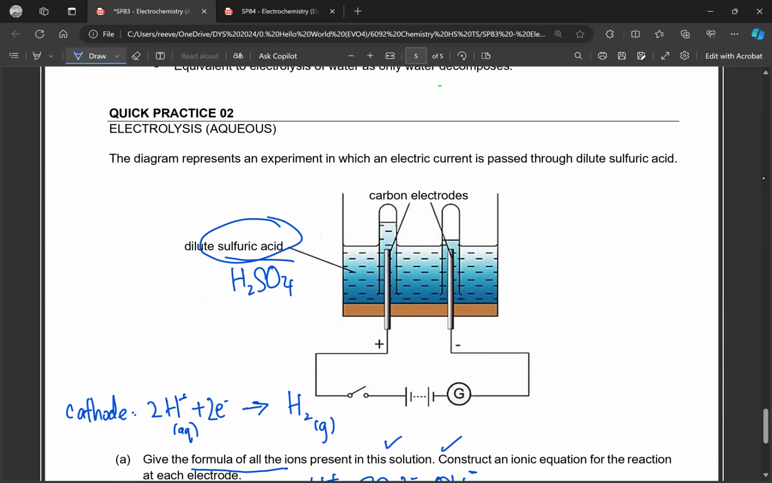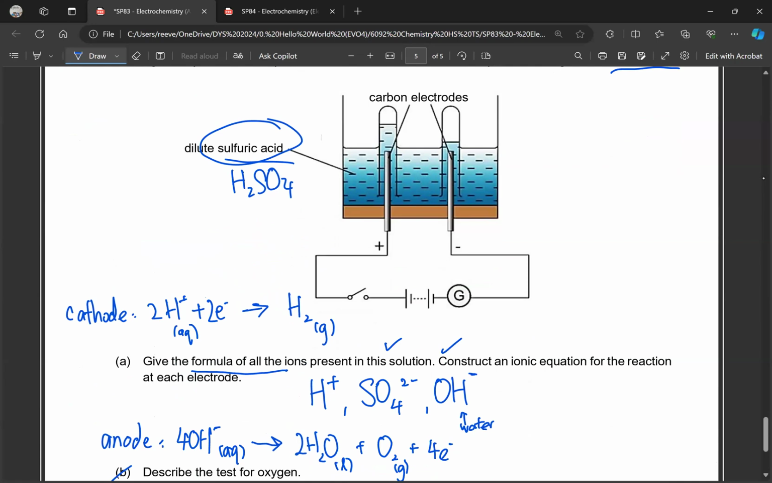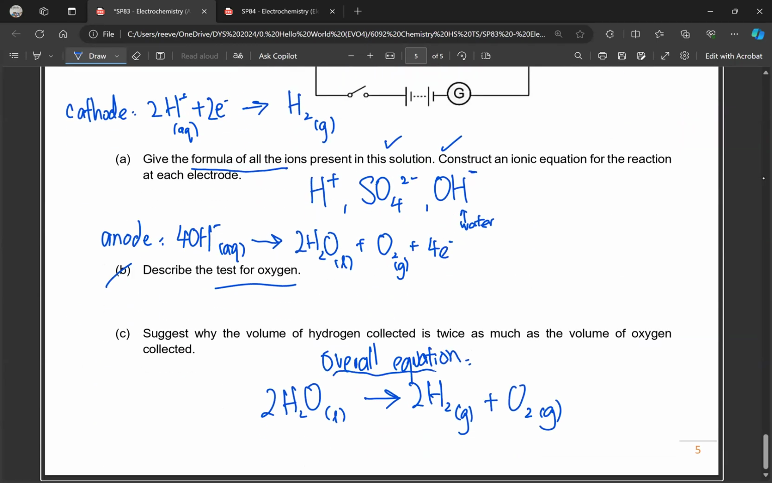Then how come it's the same as the electrolysis of sulfuric acid? That's because the sulfate never takes part in the reaction. The sulfate ions are just running around, not preferentially discharged. So in the end, only OH- is discharged. So it's the same as the electrolysis of water, and this is the overall equation.